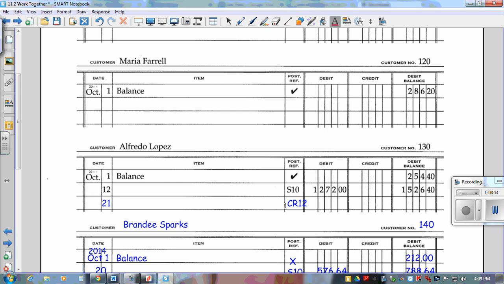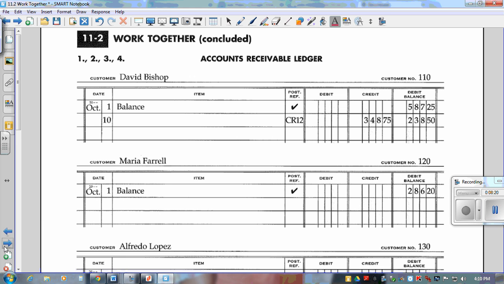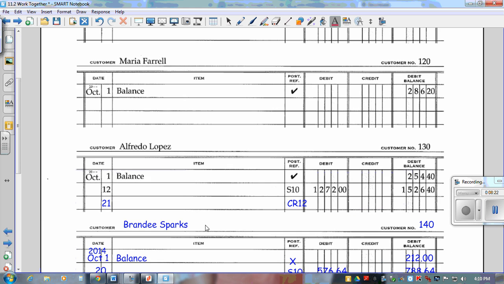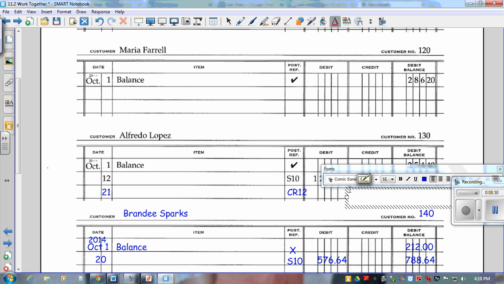Okay, next, what am I entering for him? If I look back here, it's an accounts receivable credit. So I'm coming back. And am I going to use the debit or the credit column? Right, we're going to put it in the credit column. The amount was $254.40.